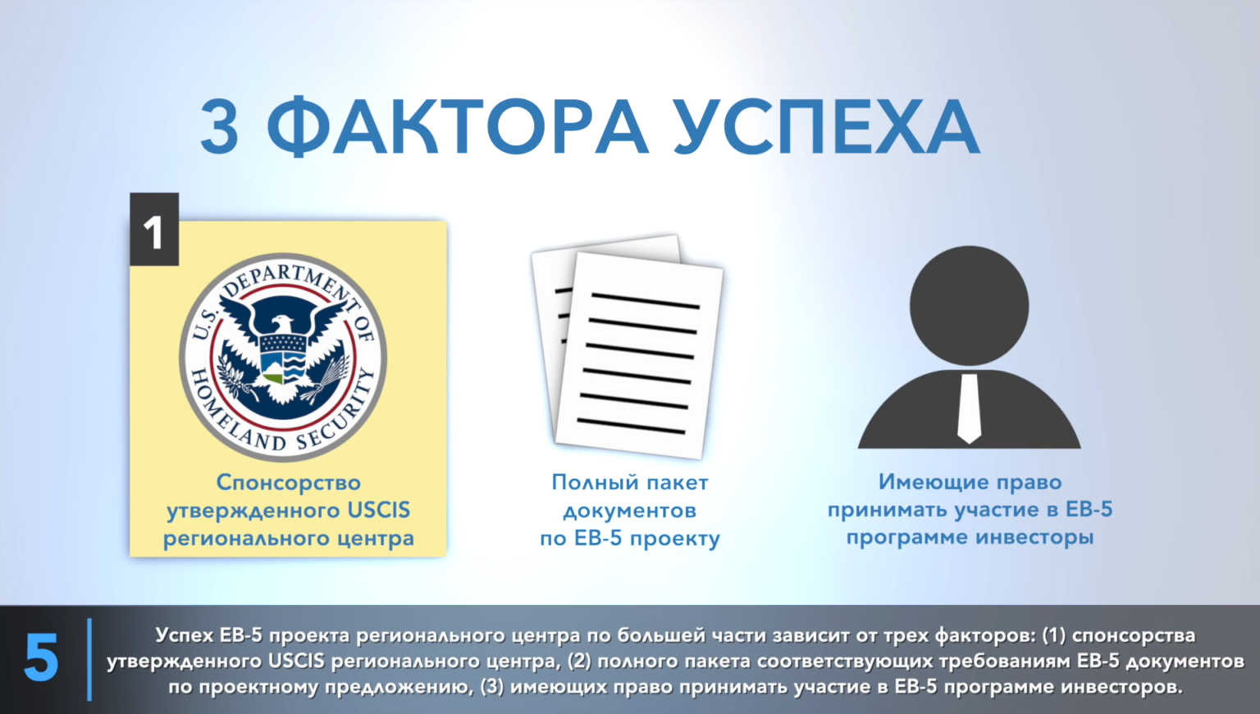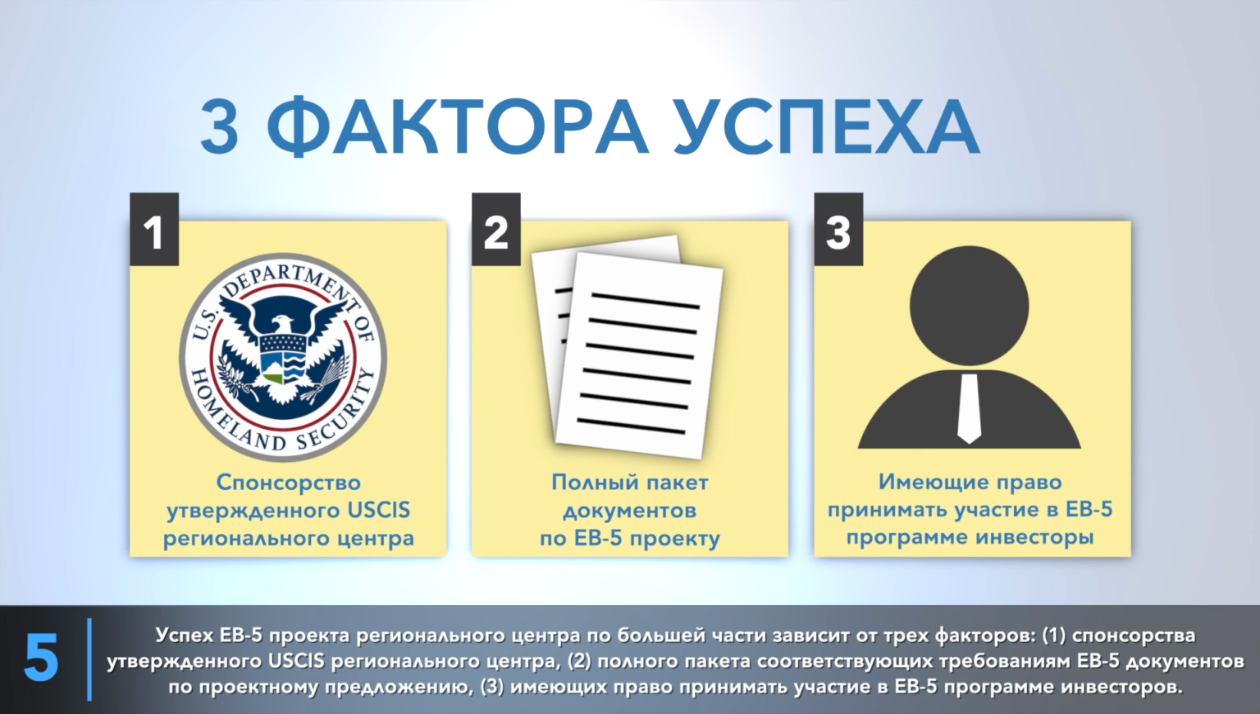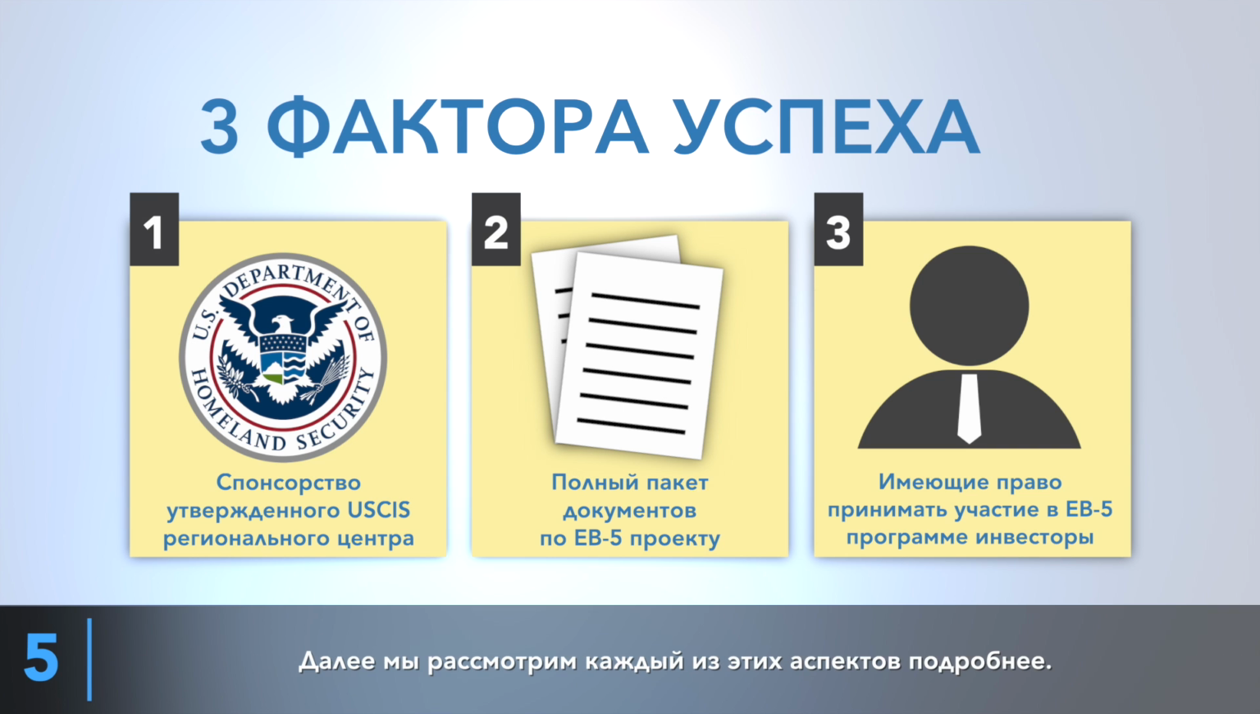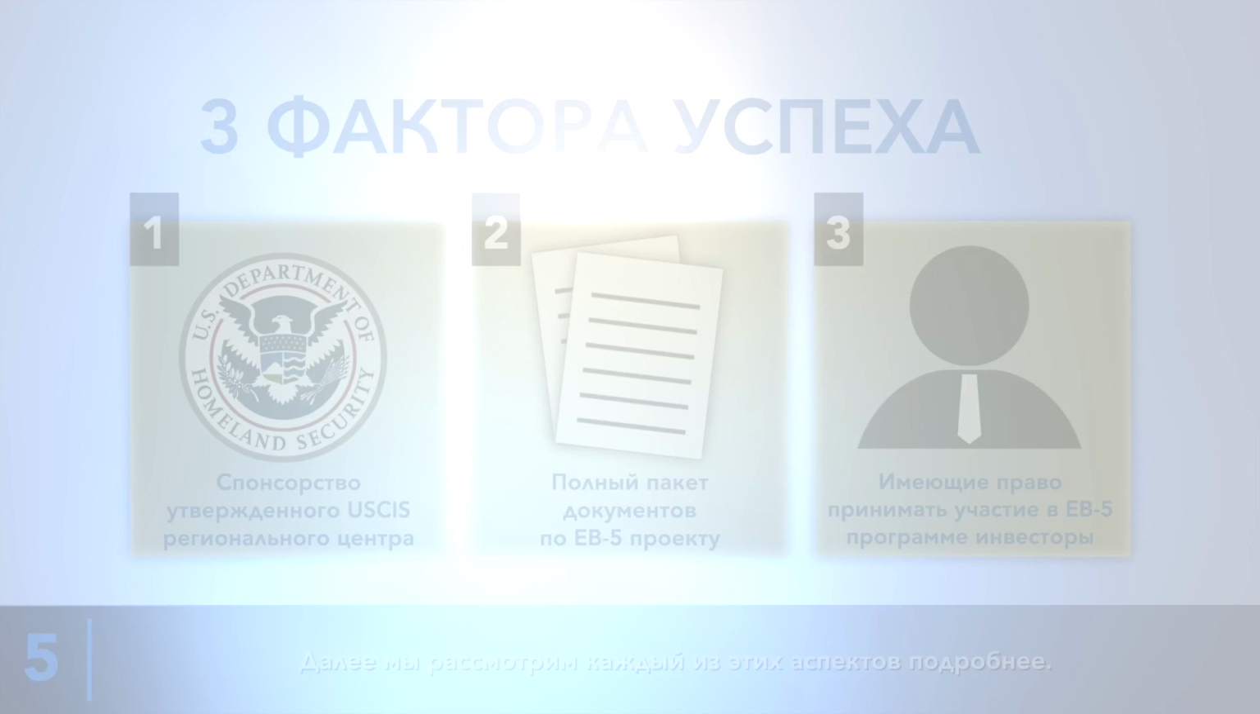An EB-5 regional center project's success depends largely on three factors. 1. Sponsorship by a USCIS-approved regional center. 2. A complete set of EB-5 compliant, project-specific offering documents. And 3. Eligible EB-5 investors. We'll discuss each of these elements next.